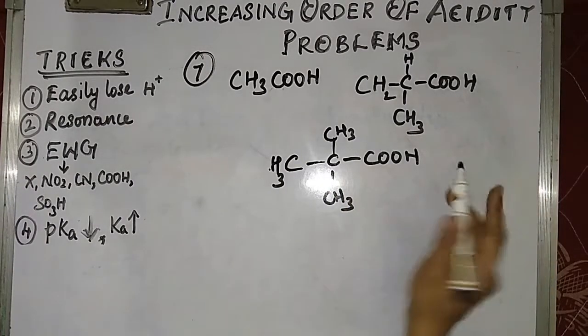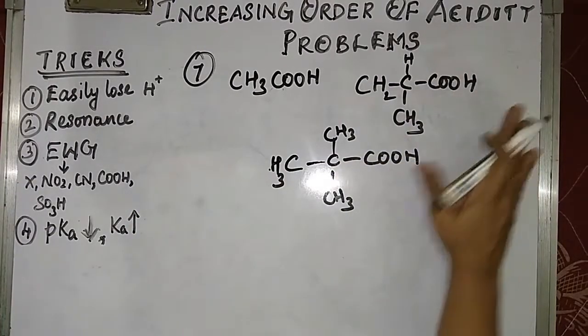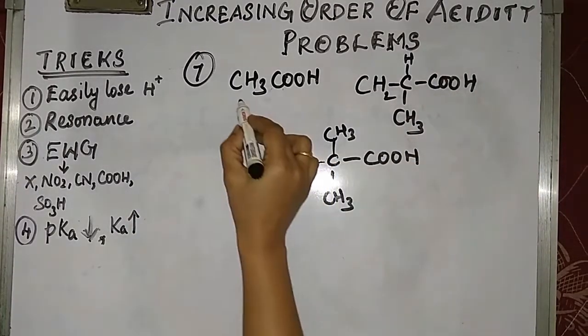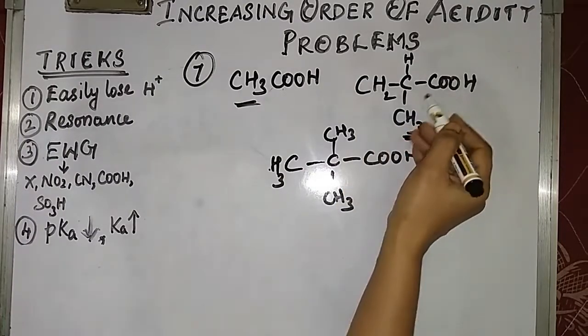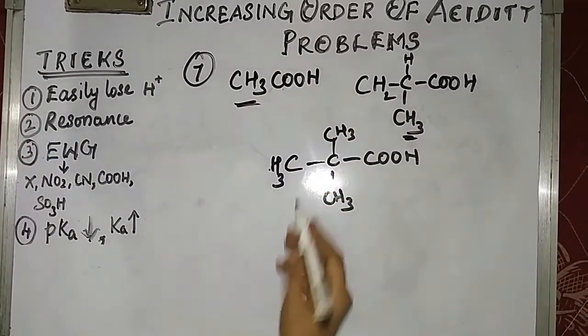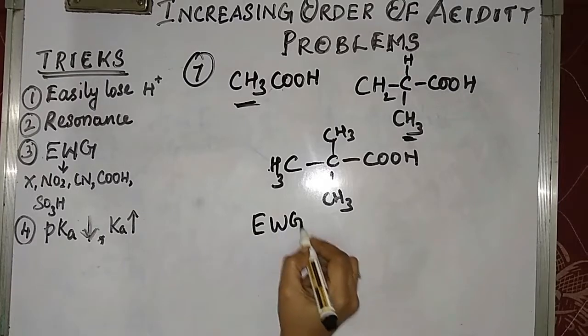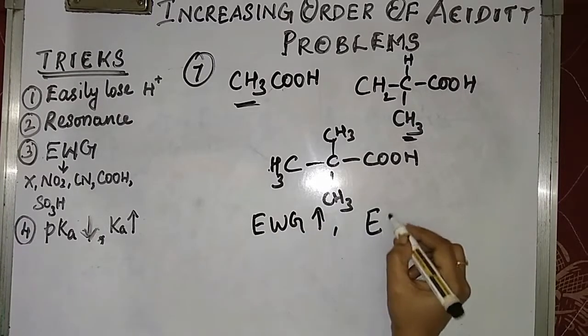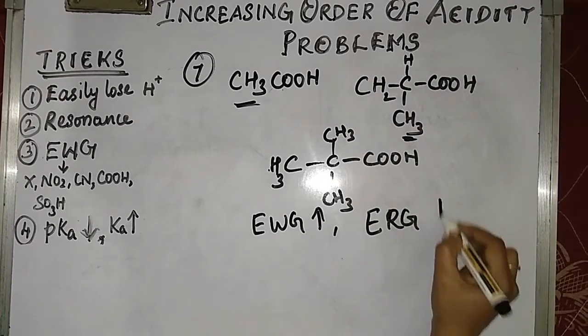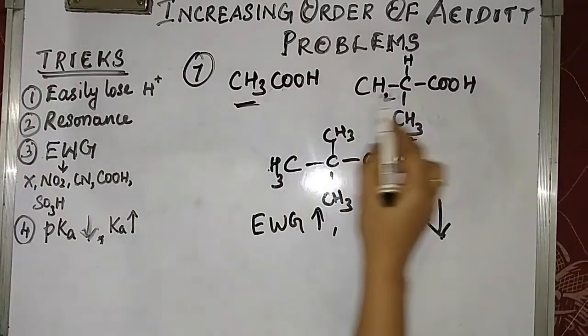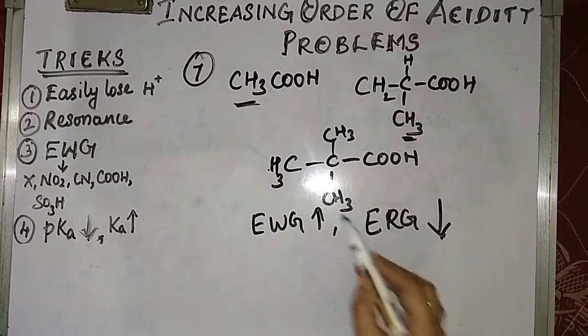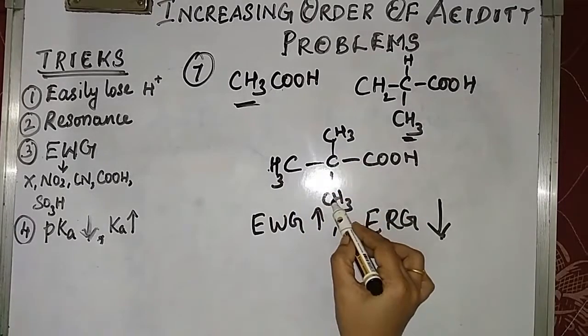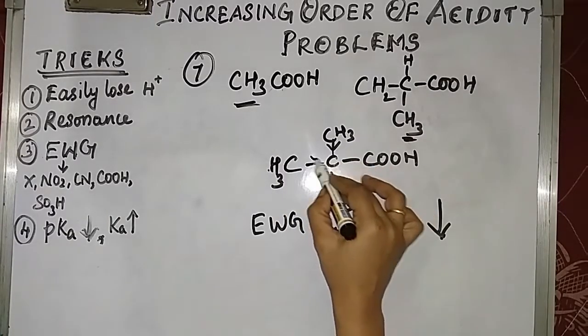Now listen to this. Here there is no electron withdrawing group. Instead, what is happening here? A methyl group is there. That is a little bit of an electron releasing group. Electron withdrawing groups increase the acidity, and electron releasing groups decrease the acidity. So here electron releasing groups are there, which decrease the acidity. So this is having 3 CH3 groups. The 3 CH3 groups release electrons.